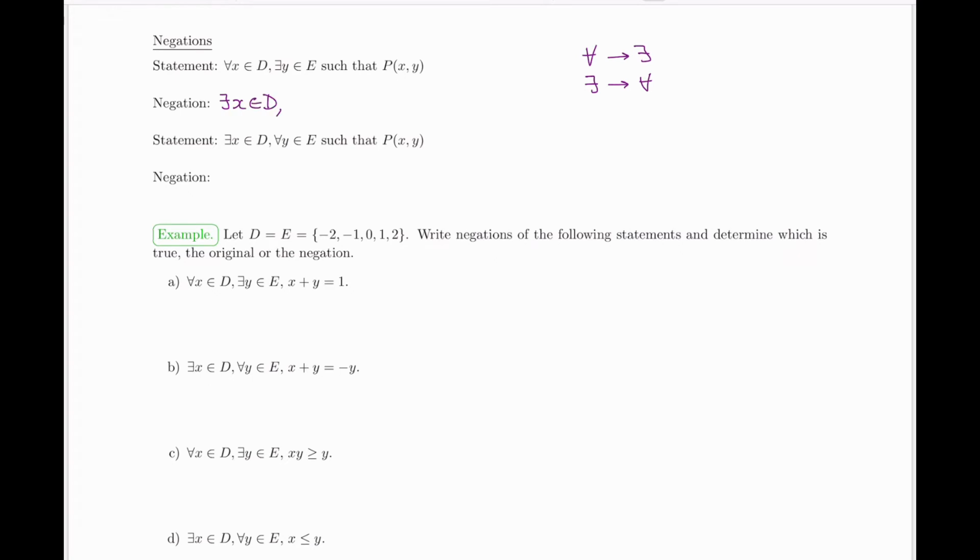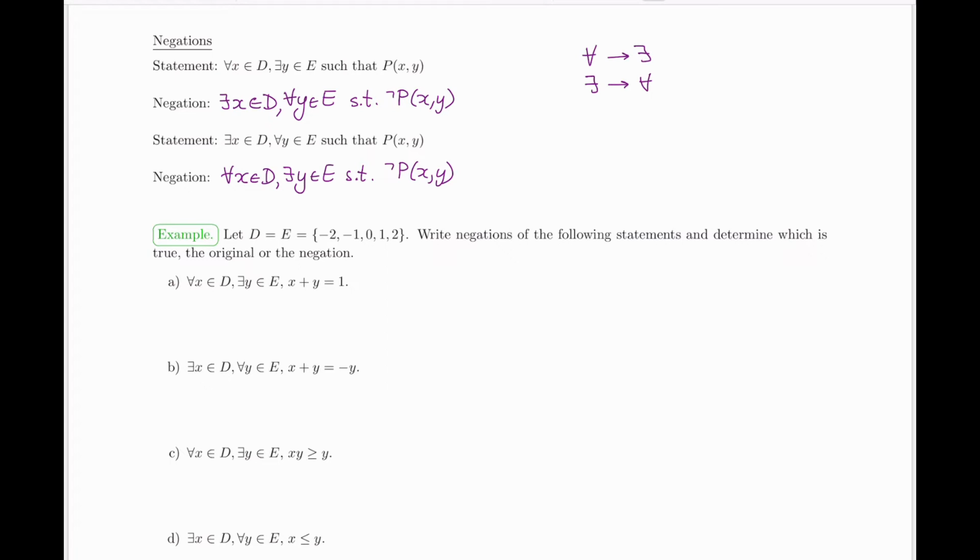And now you just have to make sure that you actually negate throughout. So there exists a y means for all y. In E, we have that the property P holds, but you're negating throughout, so you have to negate the property as well, such that not P of x, y. And the same the other way around. We flip the quantifiers and we negate the proposition. So for all x in D, there exists y in E such that not P of x, y. Negations, in this case, are kind of straightforward.